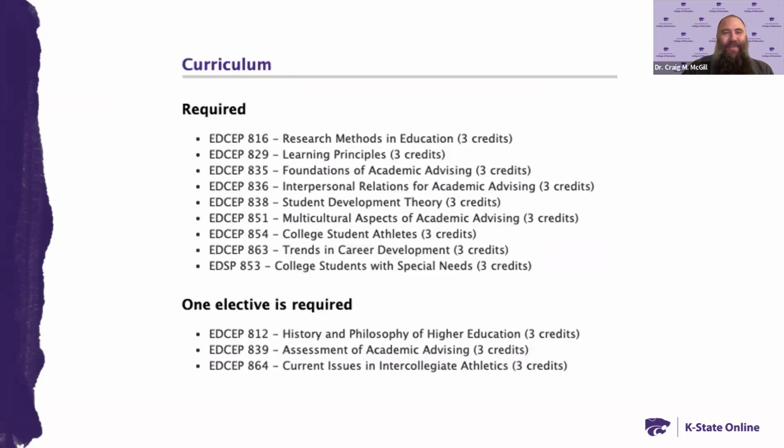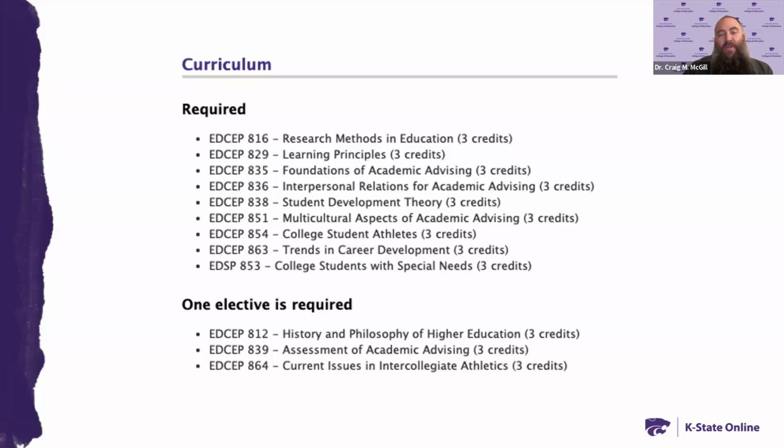Beautiful Anderson Hall there. As I just mentioned, the master's degree consists of those five courses plus five additional courses. Those courses are research methods in academic advising, interpersonal relations in academic advising, college student athletes, which Dr. Rubin teaches, and college students with special needs. Then we have one elective from a list of three possibilities: history and philosophy of higher education, assessment of academic advising, and current issues in intercollegiate athletics.